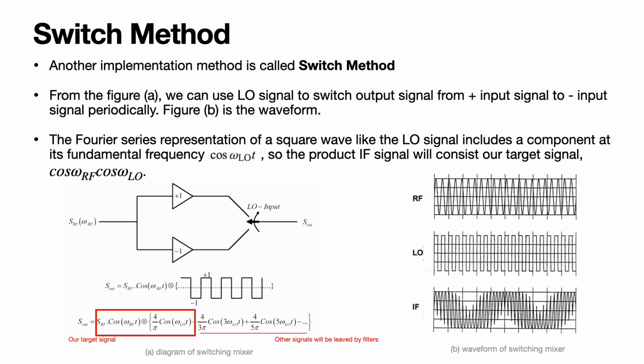This is possible because the Fourier series representation of a square wave like the LO signal includes a component at its fundamental frequency, omega LO. By incorporating a bandpass filter, designed specifically for the desired frequency, other unwanted frequency components generated during the switching process can be effectively removed.